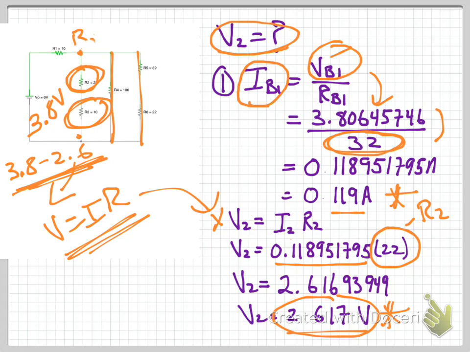So you don't always have to use Ohm's law. If you understand the idea of a series circuit and a parallel circuit, you can use those rules to your advantage and be able to calculate other unknowns in a much simpler way.